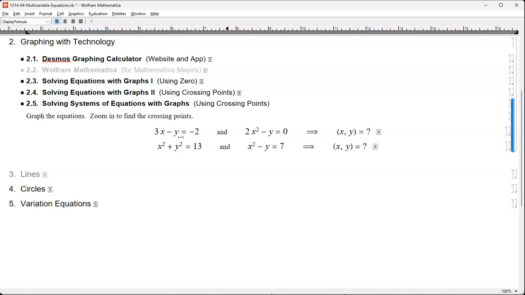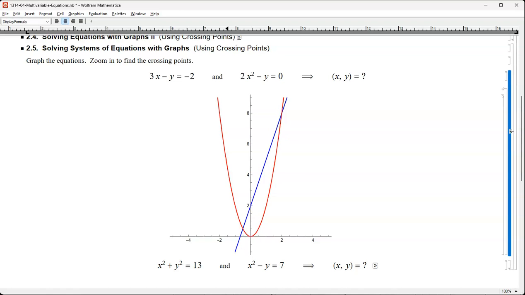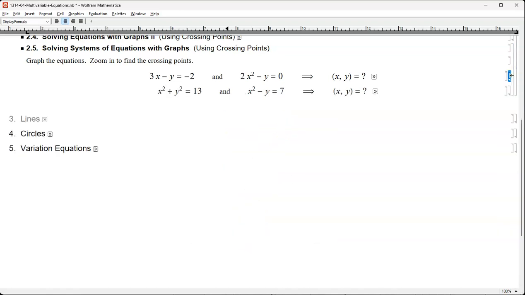So we have a system of nonlinear equations. 3x minus y equal to negative 2, that's linear, but 2x squared minus y equal to 0, that's nonlinear. So solve this system, and you can use substitution methods to solve it precisely if you want to, because this is nothing more than quadratic, so the computation will not be that bad. But you can do it through the crossing points.